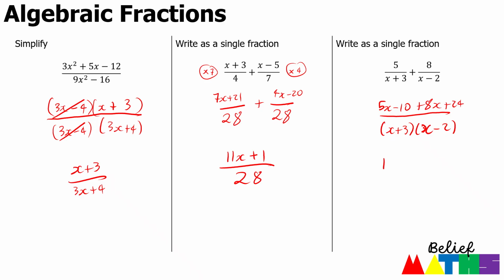Collecting like terms gives you 13x plus 14 over, and then we don't need to expand our brackets unless it explicitly asks us to in the exam, so we can leave it like that. And if we wanted to expand our brackets, we would have ended up with an answer of x squared plus x minus 6.